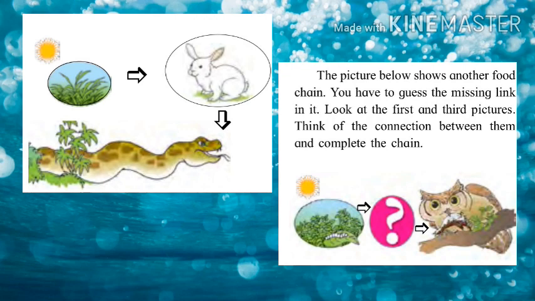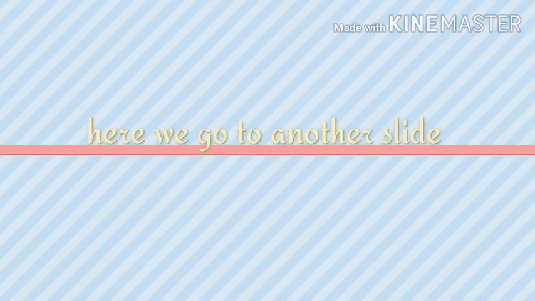Look at the second picture. It shows another food chain. You have to guess the missing link in it. Look at the first and the third pictures. Think of the connection between them and complete the chain.